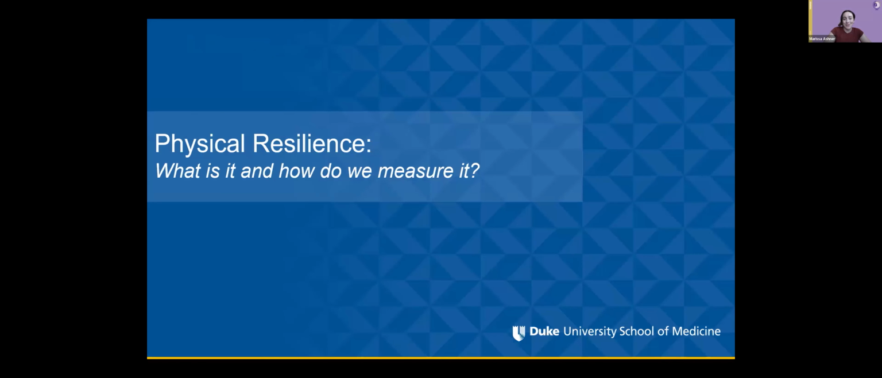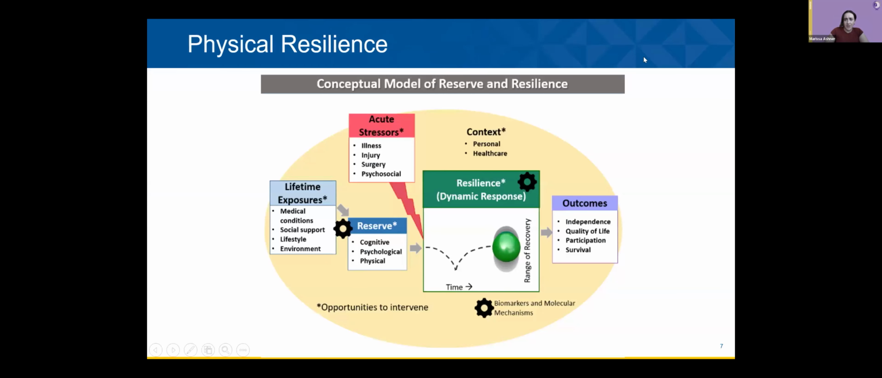Starting right now. So physical resilience, it was in the title of the talk, and it's going to be used throughout this talk. And so I want to talk about what is it and how do we measure it. I think usually when we think of resilience, or at least when I used to think about resilience, I would think more about cognitive resilience, or emotional resilience. But what is this idea of physical resilience, particularly in older adults? And so the Duke Pepper Center has this conceptual model of what we call reserve and resilience. And so I'll walk through this. But basically, where do I want to start here? We'll start on the left.